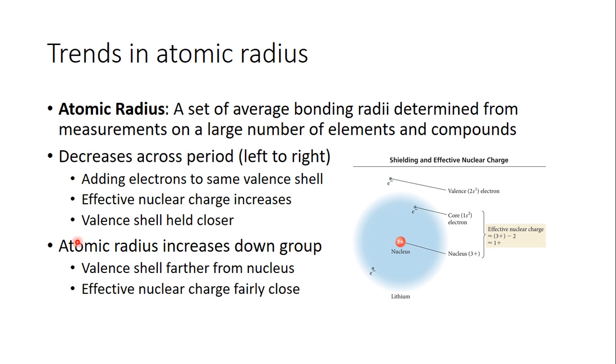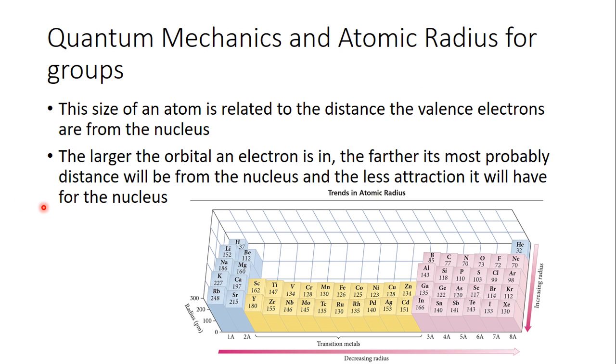And as you go down a group, from top to bottom, atomic radius increases because you add more valence shells. So you're just adding more shells to the outside of your atom, making your atom bigger. Now when we think of the atomic radius and quantum mechanics, again, like I said on the previous slide, it has to do with orbitals.